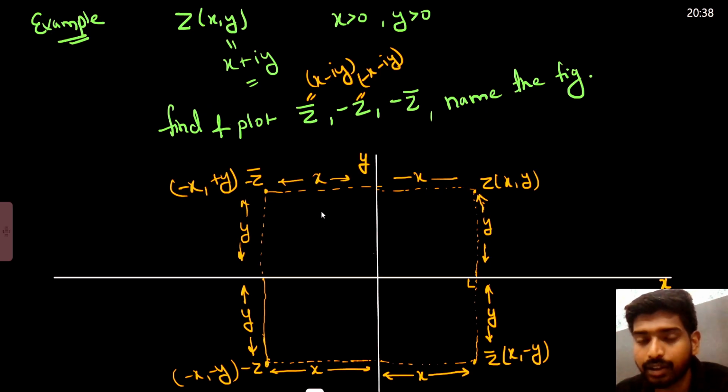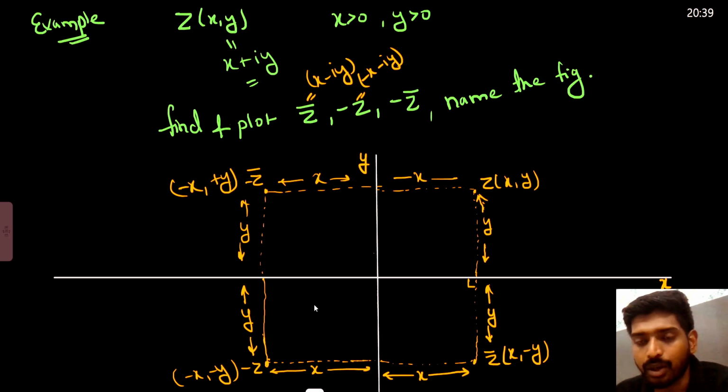Got it? So what is this figure? This figure is a rectangle, right? Because the opposite sides are 2x and 2x, and the other pair of opposite sides are 2y and 2y. Understood? If x and y are equal, then it will be a square. Otherwise it is a rectangle. It may look like a square because I've drawn it freehand, but this is a rectangle because this horizontal distance is 2x and this vertical distance is 2y.